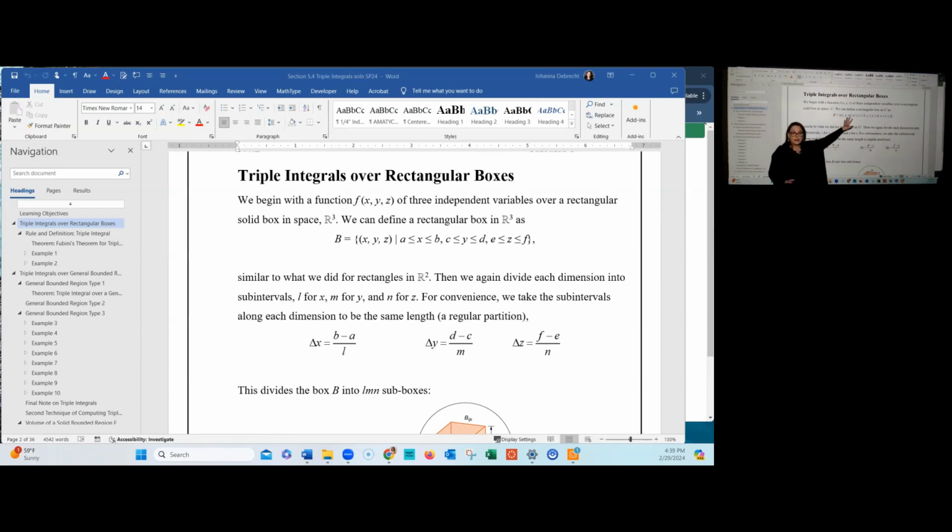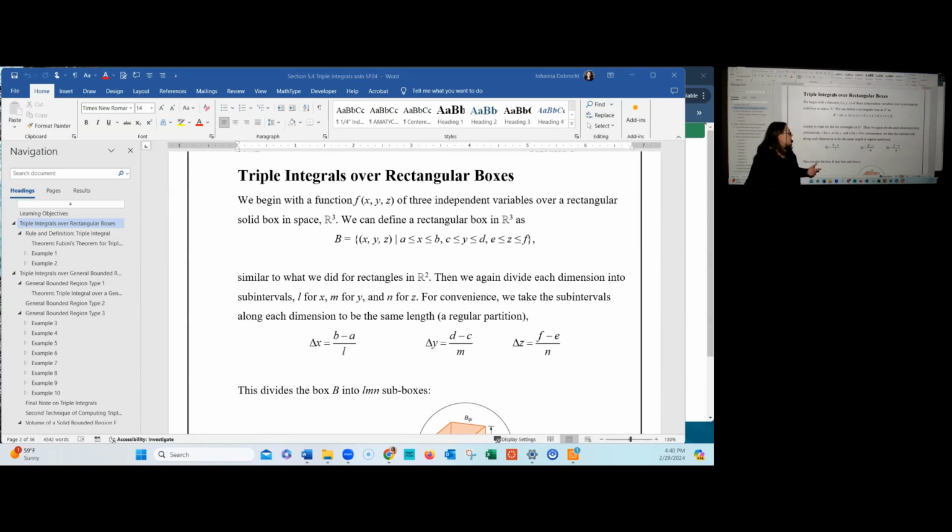We can define a rectangular box in R3 by putting constant limits on the three independent variables, x between a and b, y between c and d, and z between e and f. In other words, it's much like a Kleenex box, and we're talking about the distance in x being one measure, and the distance in y being a different measure, and the distance in z being a third measure. To make it a box, the measures have to be constants.